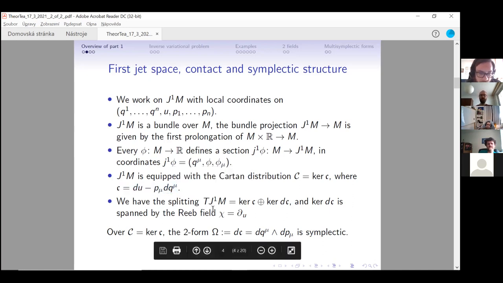Okay, and then, as was said last time, dC, the exterior derivative of the contact form, is a two-form which over the Cartan distribution is in fact symplectic. So those are the starting points.